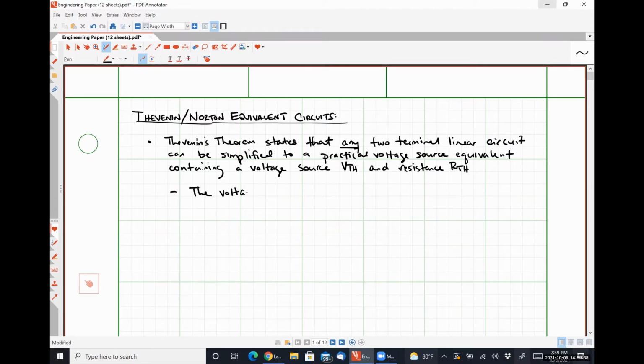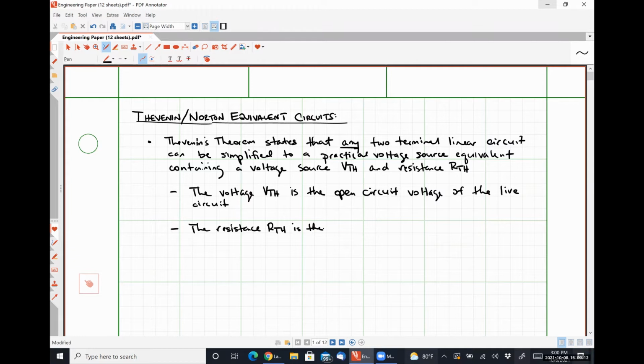The voltage VTH is the open circuit voltage of the live circuit, and the resistance RTH is the resistance seen looking into the dead circuit.